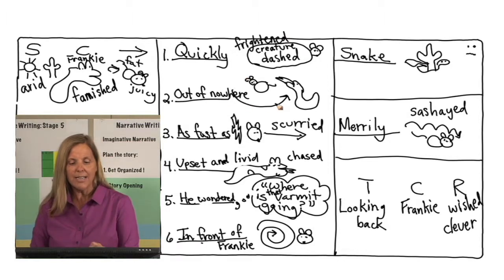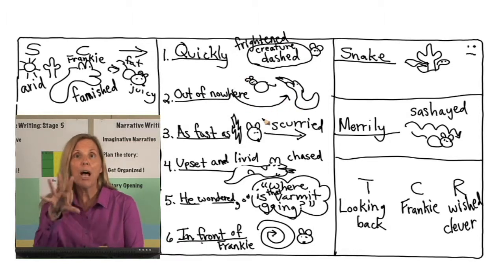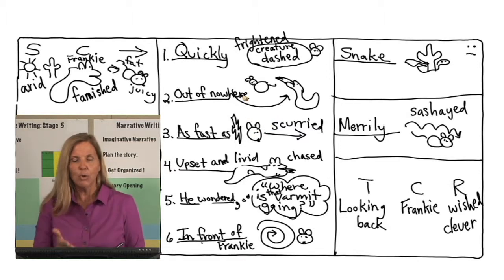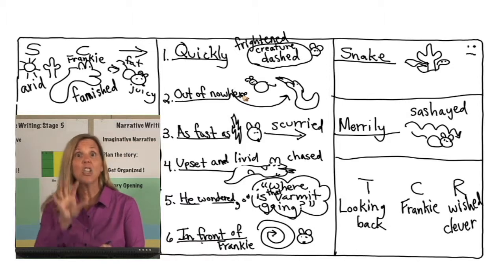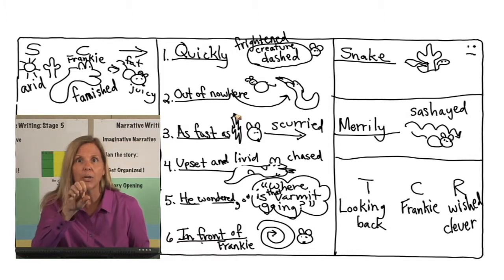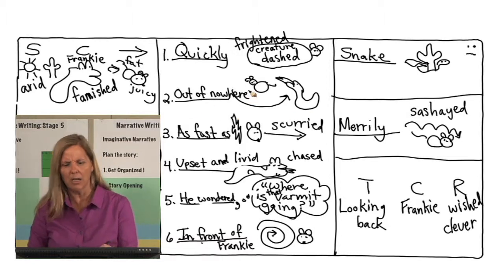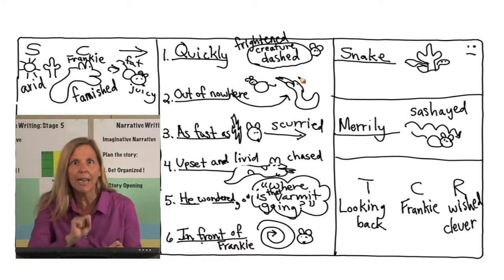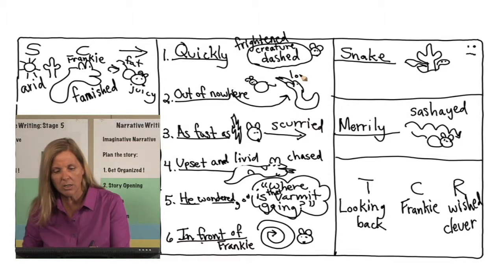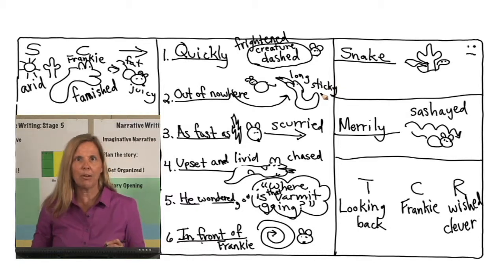Out of nowhere, Snake's tongue popped out towards the mouse. Ooh, that's good. Who's doing the action here? The snake. What did he do? He popped his tongue out at the mouse, and we said out of nowhere. Out of nowhere, Snake's tongue popped out at mouse. What should we describe here? I think the tongue. What kind of tongue would pop out at the mouse? A long, sticky tongue. Let's say that. Long, sticky tongue popped out at mouse.